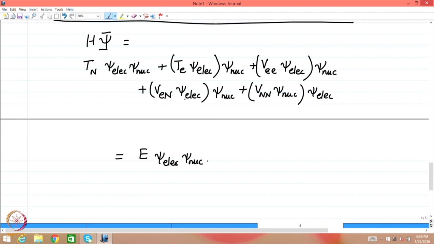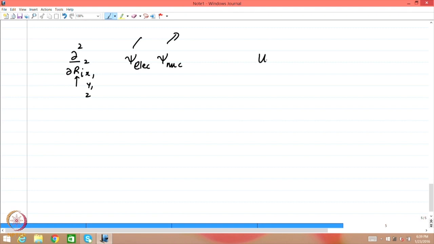What about the Tn psi electronic psi nuclear? The crux of the approximation is there only. Tn, please remember, contains the derivative operator dou square dou ri square, x, y, z if you wish to. Therefore, when it acts on psi electronic and psi nuclear, remember both of these are dependent on the nuclear coordinates. So, the derivative acts on something like a function u of r, v of r. If you want to write this specifically ri, so dou square by dou ri square.